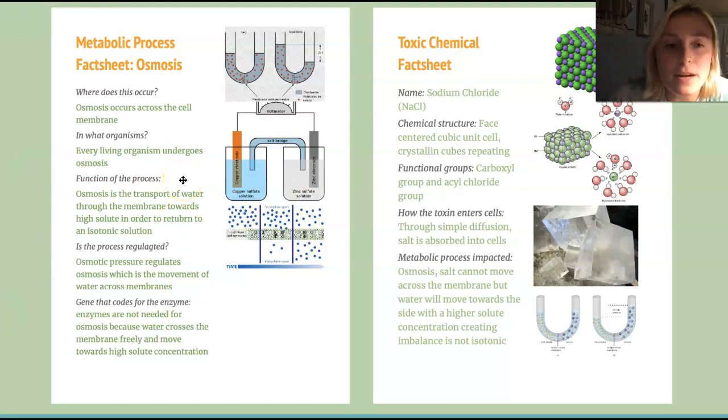Here are my fact sheets. I kind of just went over both of these things. Yeah, I'd say just pause if you want to give those a look. There's some good pictures in here. Here is the cubic unit, the crystalline formation of salt.